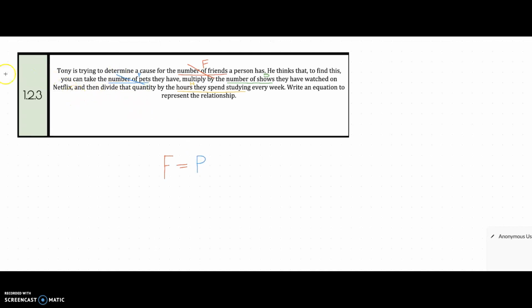And multiply by the number of shows. If I'm multiplying two things, I could put the dot in between, but that's just extra information and it ends up being kind of messy. So typically mathematicians just have two things pushed together. I'm going to put the S right next to the P. And we know that when two things are squished together, that means multiplication.